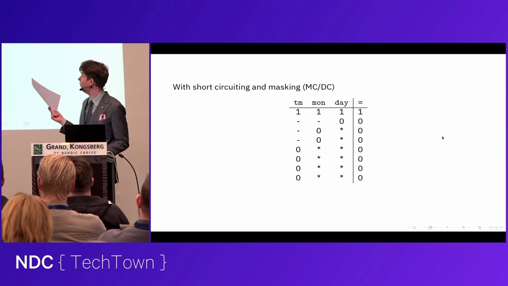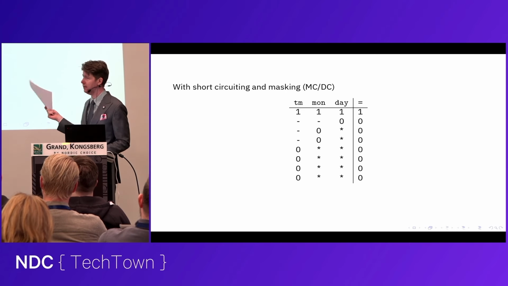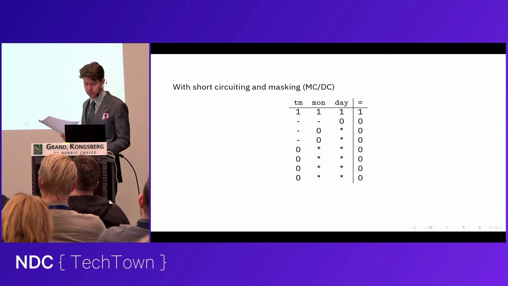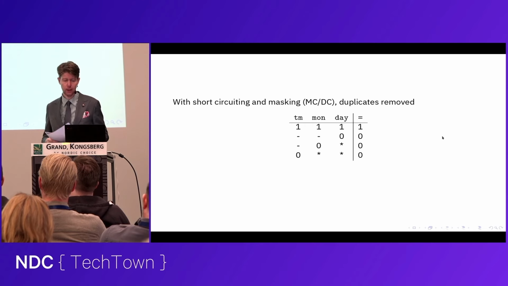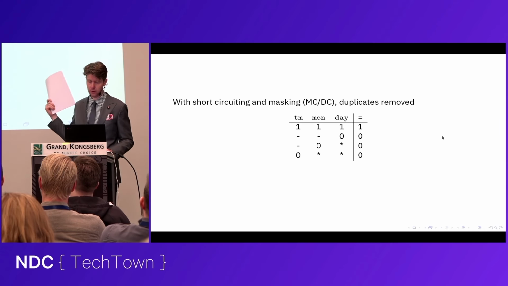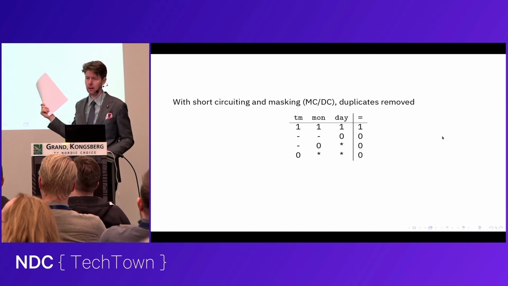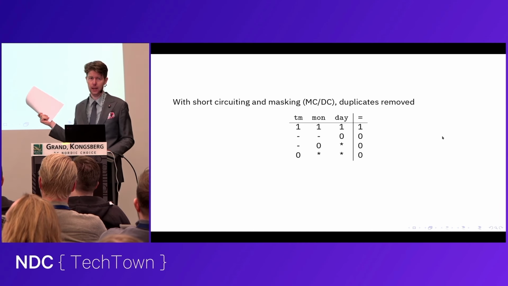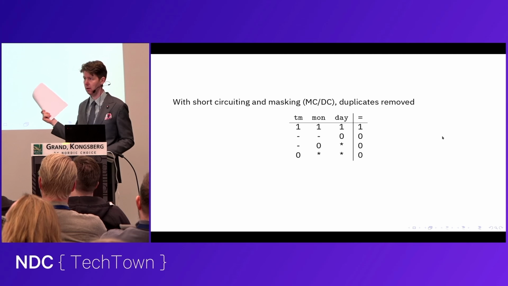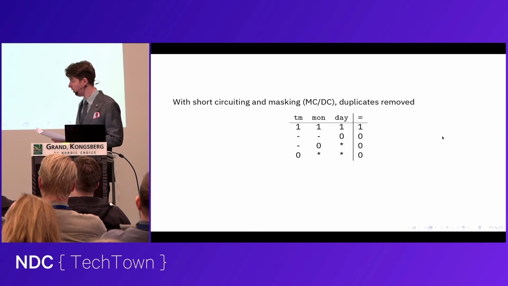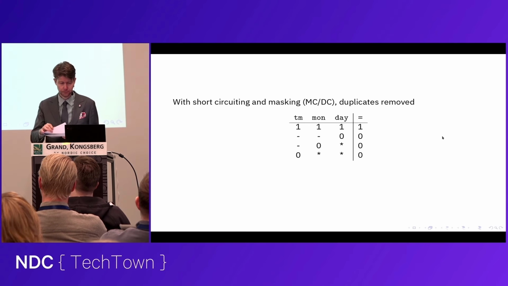So this is with short-circuiting and masking from MCDC. And all of a sudden, you can kind of see where our interesting inputs are. If you collapse this table, this is what you get. So these are our 4 cases that we care about. So we remove all the duplicates. With short-circuiting, masking, MCDC, this is the relevant truth table for this function. And this actually maps to the paths through the graph that we saw.